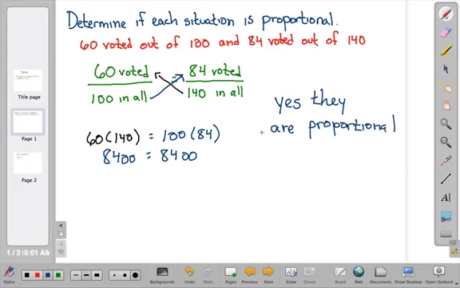This is just like when we determined if they are equivalent. Remember, you can't just have this answer, yes or no. You also need to have the work that goes along with it.